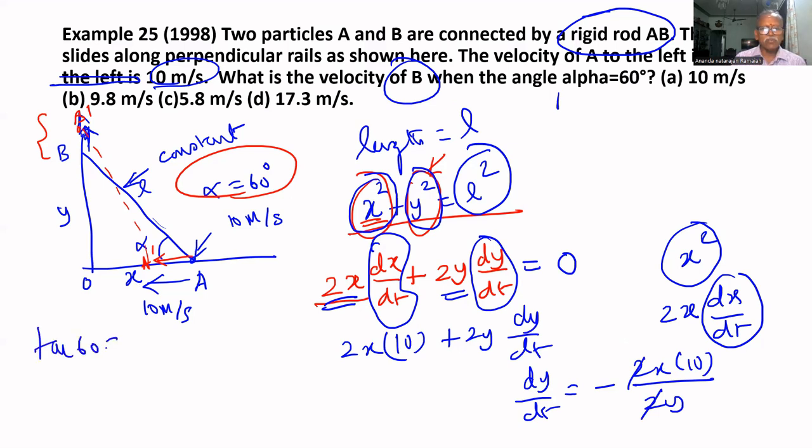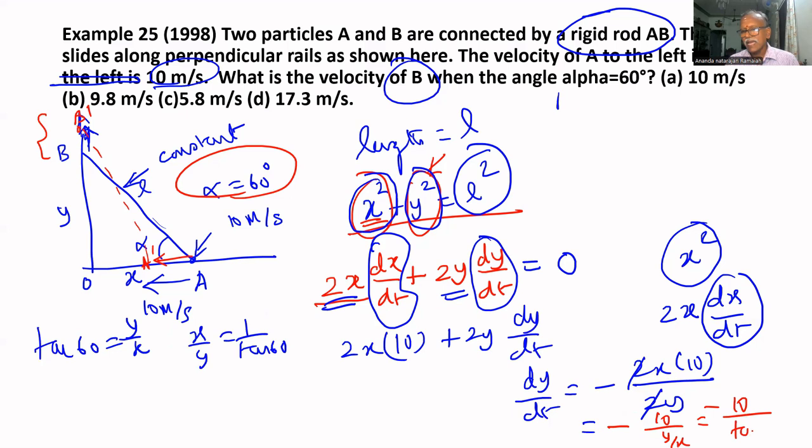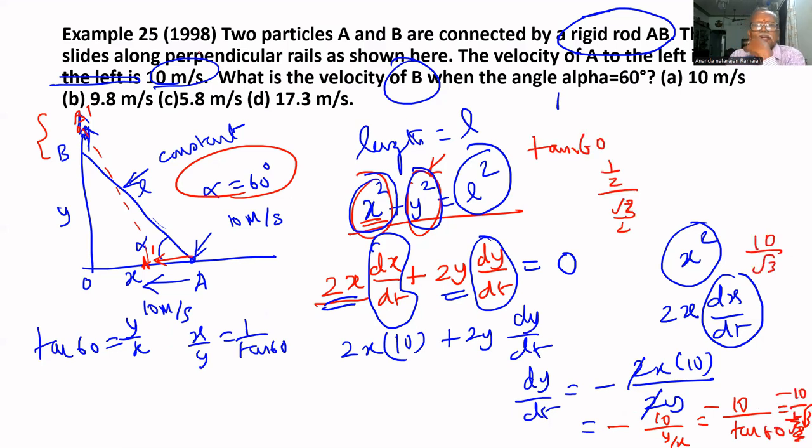What is y by x? Tan 60 equals y by x. Am I correct or not? Tan 60 equals y by x, y by x equals tan theta. That way also you can do. So 10 divided by y by x is equal to 10 divided by tan 60. You can write 10 by root 3. So 5.8 meters per second is the answer.